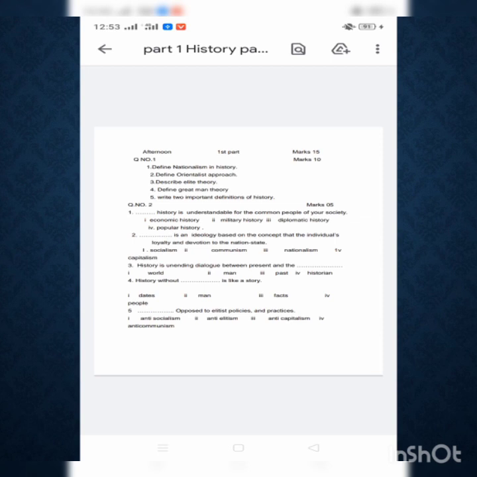Question number 2 is an MCQ type question. You have to choose the following option. Dash history is understandable for the common people of your society. Second one is: dash is an ideology based on the concept that the individual loyalty and devotion to the nation state. And third one is: history is unending dialogue between the present and dash. And fourth one is: history without dash is like a story. And the last one is: dash opposed to elitist policies and practices.